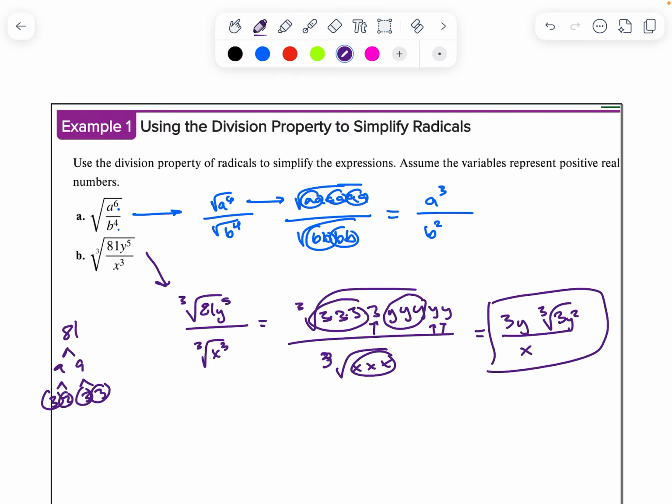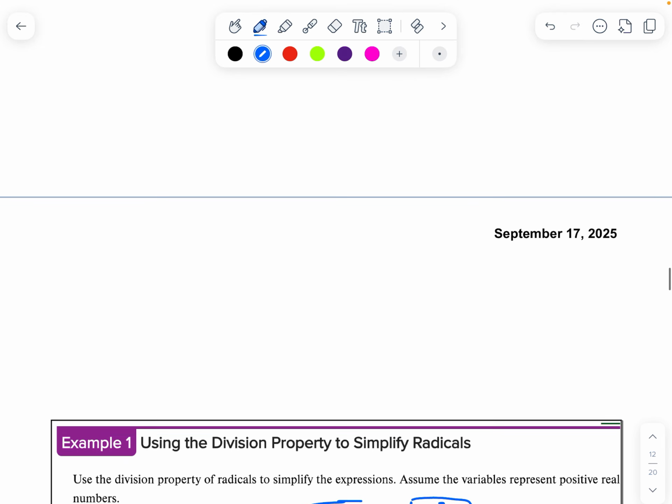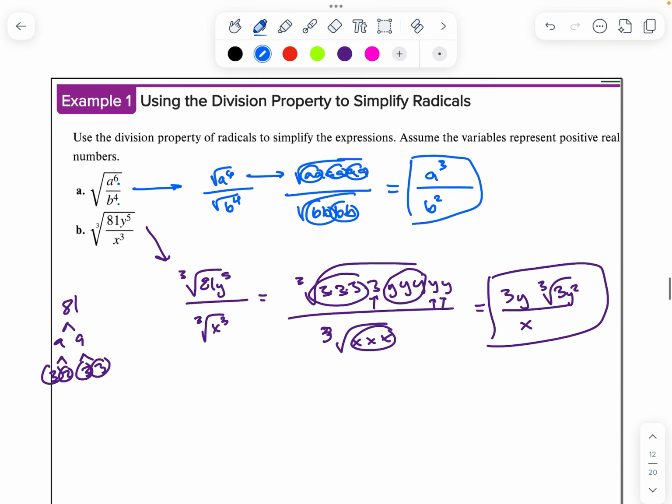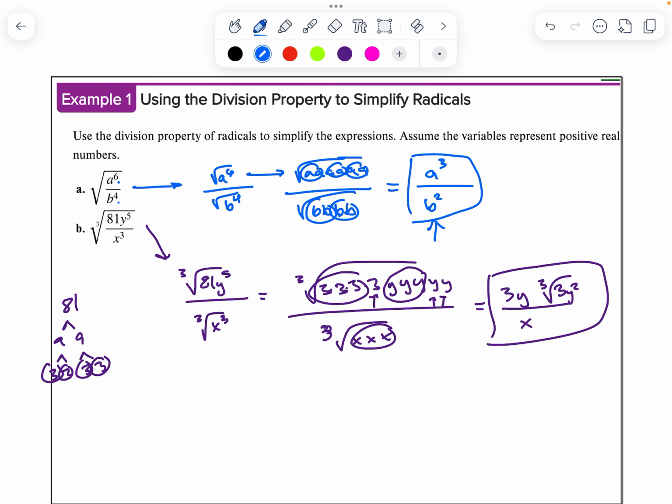Notice on both of these examples, remember on that last slide what we said is we don't want to leave a fraction inside of a square root, so we didn't do that. There's no fractions inside a square root. And very specifically, we do not want to leave a radical in the denominator of a fraction. Look at the denominator of our fraction, there's no radical left. Look at the denominator of our fraction here, there's no radical left. So we are clear.